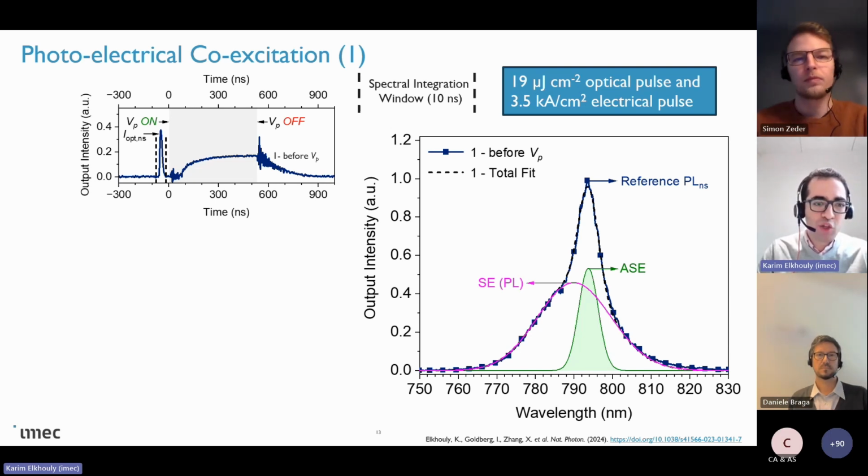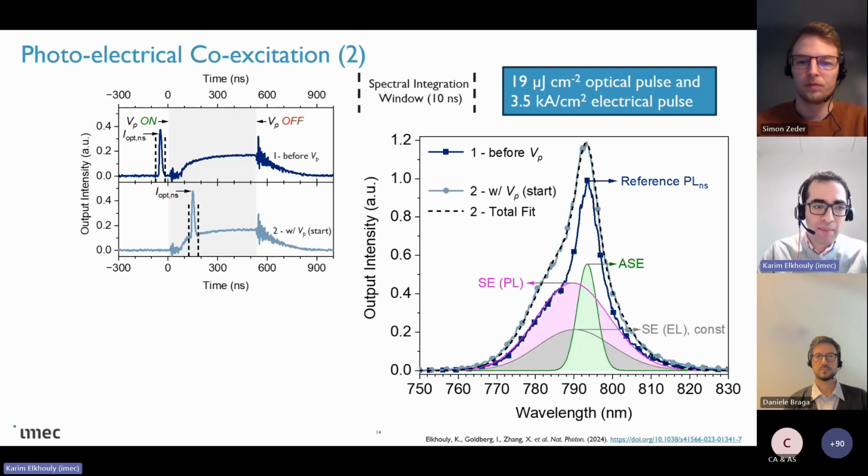And in the beginning, we measure when there is no overlap between the two. And then if you integrate the spectrum just around the optical pulse, you can see very clearly here that we have stimulated emission. If you make a fitting, you can get a couple of Gaussians, one which is broad for spontaneous emission and one which is narrow for ASE.